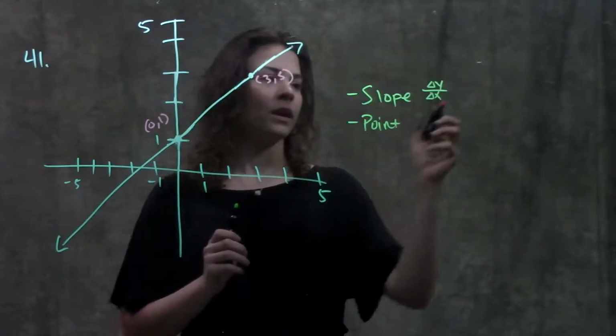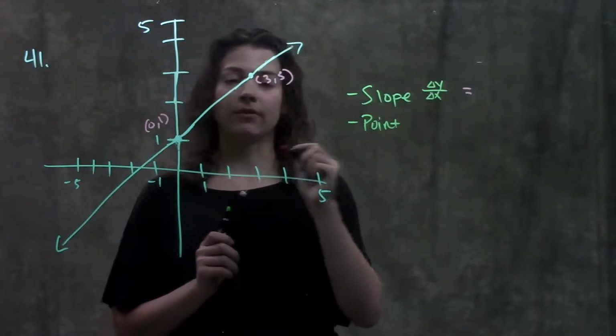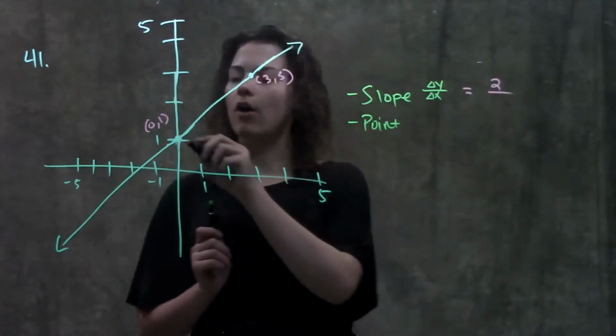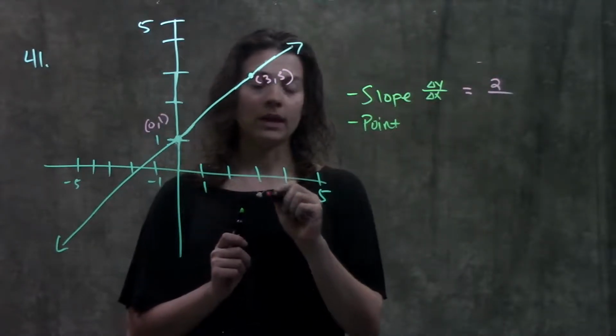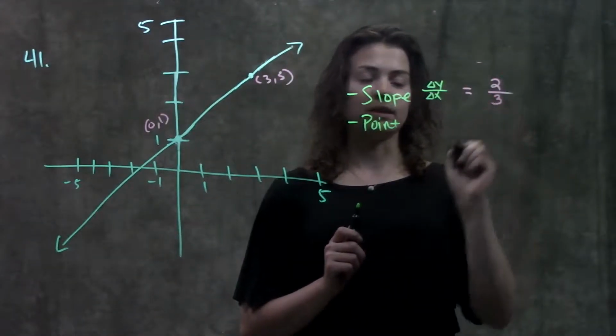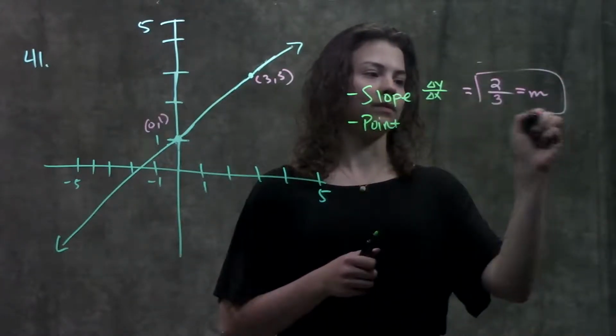So if I were to count the y's from 1 to 3, that's just a difference of 2 y's, over the difference of the x's, I'm going from 0 to 3. So from 0 to 3, that's a difference of 3 units. So this is my slope.